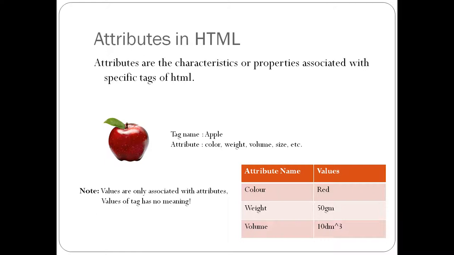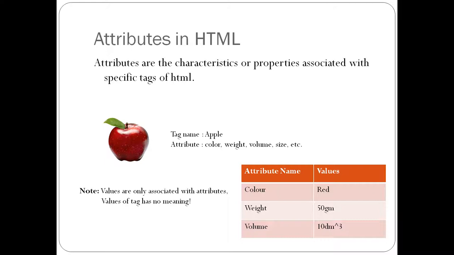Here you can see the table with the attribute names color, weight, volume, and the values respectively, which are just random. I have just put in random values: red, 50 gram, and 10 dmq. So here these values are for the attribute, not for the tag. What I mean to say is that values are only associated with attributes. If someone tells you that this is the value of this tag, then it does not make any sense, because the value of an object cannot be described, whereas we can describe the values of its properties.